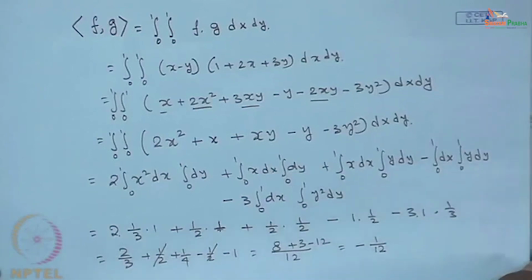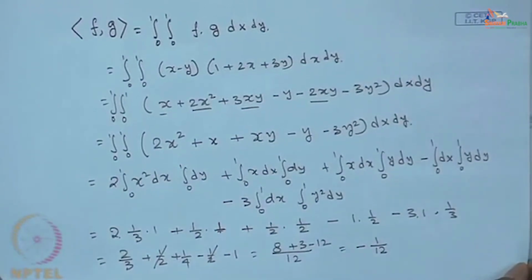So, there is a difference between the two. In case of inner product of two vectors, that gives an angle, and in case of functions, the inner product is computed by this method.